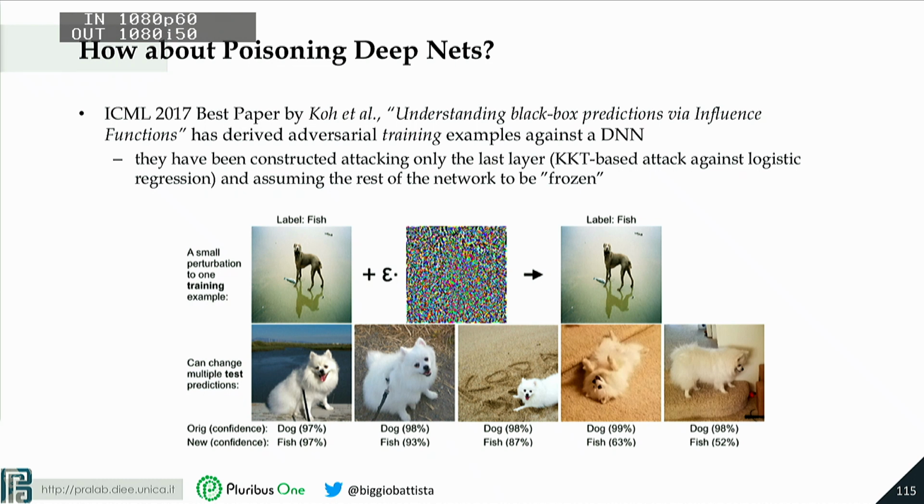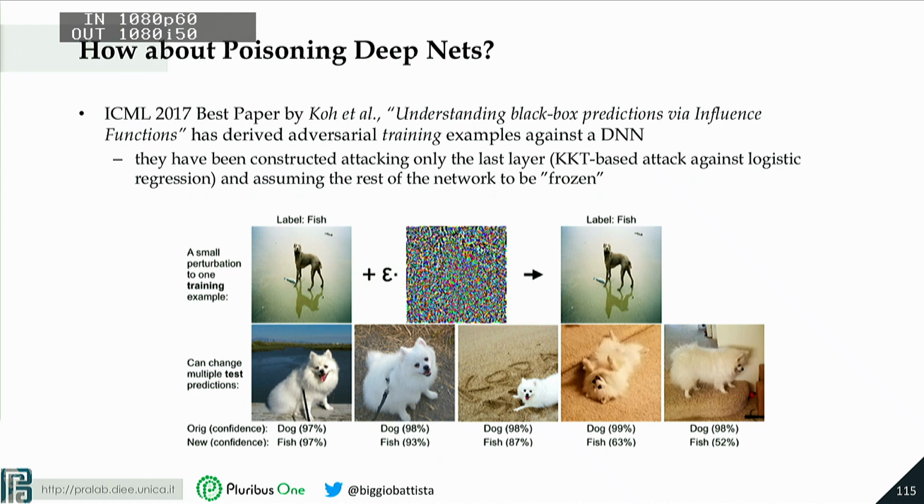Of course, when you retrain the network on the poisoning samples, all the other layers also change, right? It's not only the last one that changes. They all change. But that's an approximation that they use to generate these samples. And what they show is that if you add this image of a dog slightly perturbed, you can flip the decision on these 5 test samples. So you can have the network believe that these are fishes, okay, instead of this nice dog.